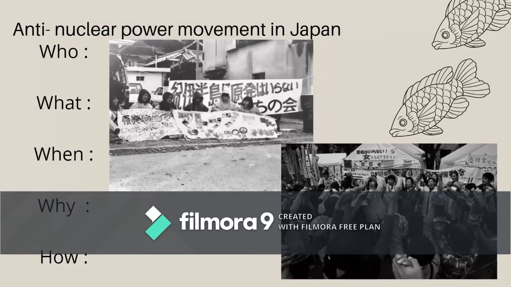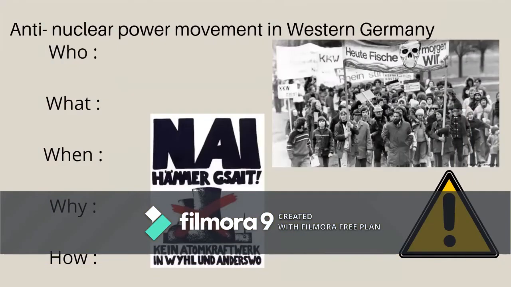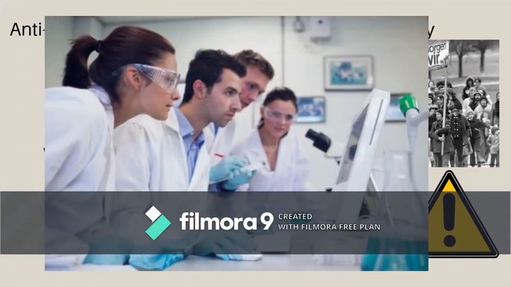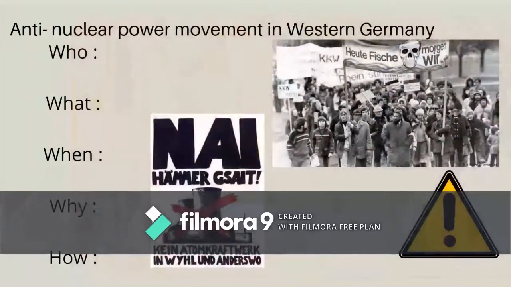The second country that I'm going to talk about for the anti-nuclear power movement is Western Germany. So the first category is who. The people involved in this movement are researchers, scientists, and residents from Western Germany. So what happened? The residents of Western Germany were militantly protesting against nuclear power. When it happened, it's around 1970 to 1980.